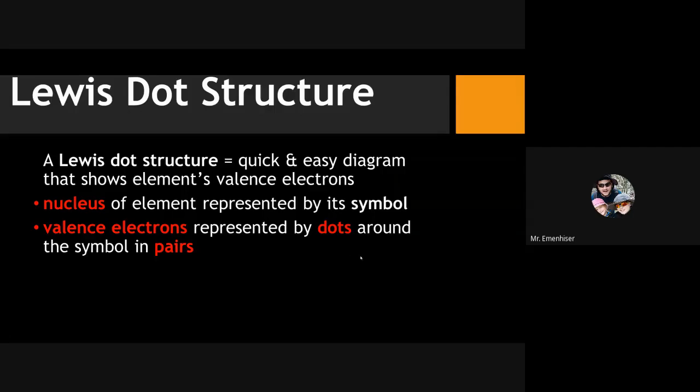A Lewis dot structure is a two-dimensional, quick and easy diagram that shows the element's valence electrons. It only shows valence electrons. The nucleus of the element is represented by the symbol on the periodic table, and the valence electrons are represented by dots around the symbol in pairs.